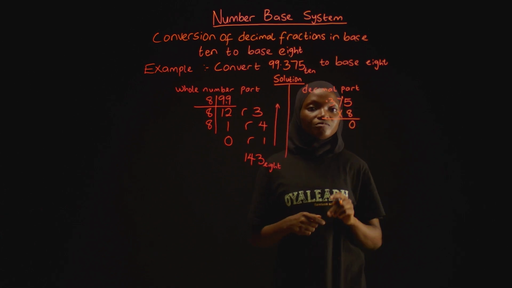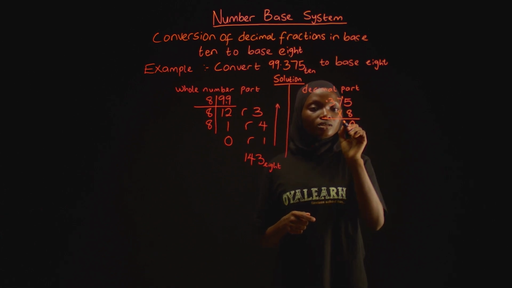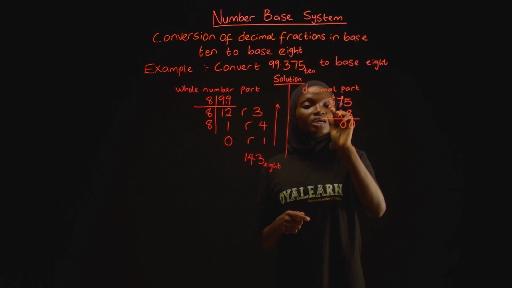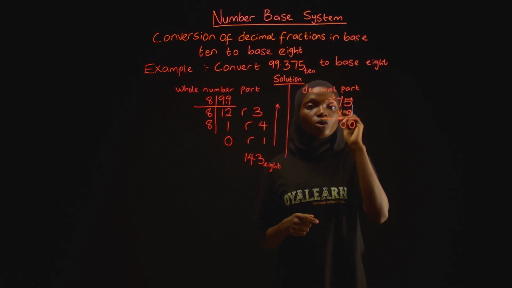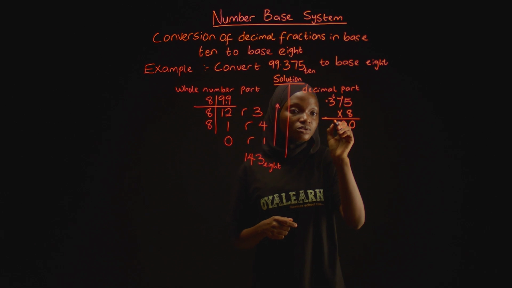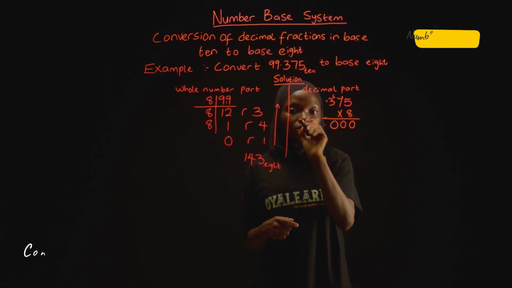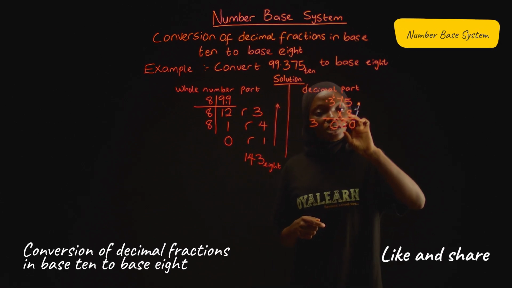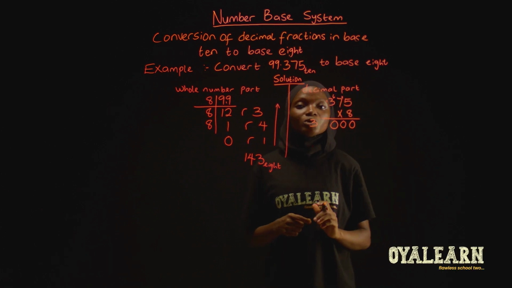7 multiplied by 8, you have 56. Plus 4, that's 60. You have 0, we take 6. 3 multiplied by 8, that's 24. Plus 6, you have 30. So you have 0, then you have 3. So we already have 0, 0, 0 at the decimal part. That means we can stop.